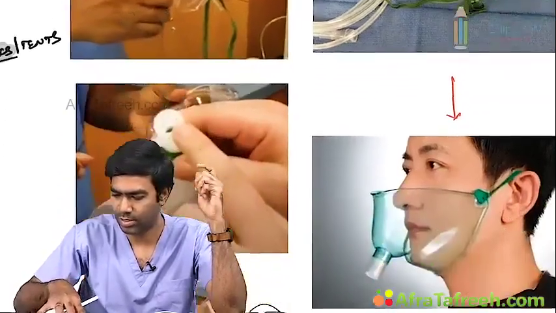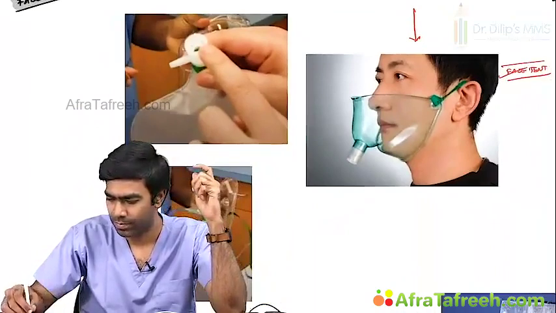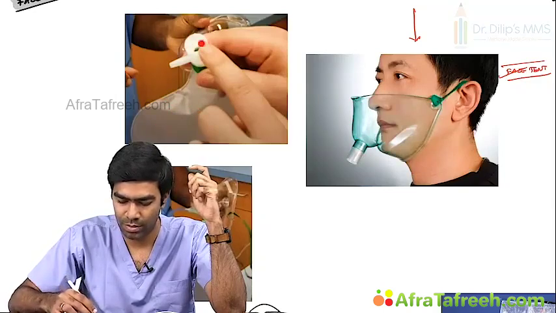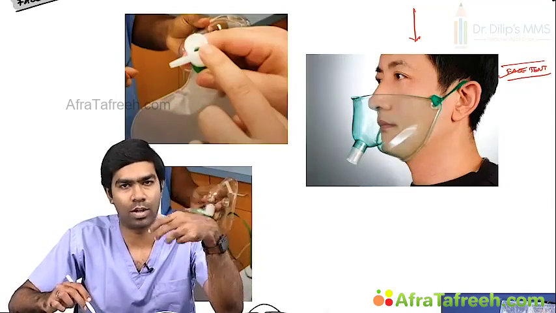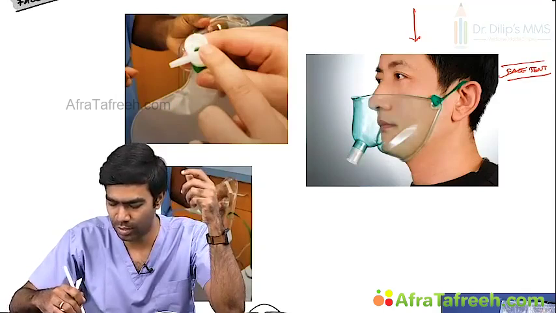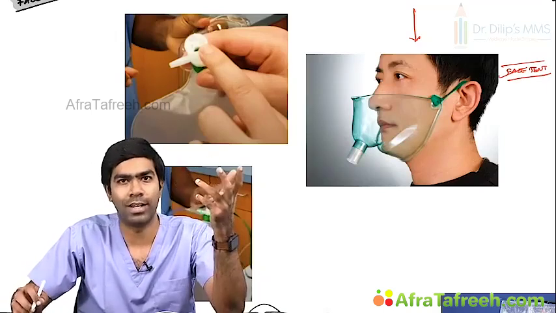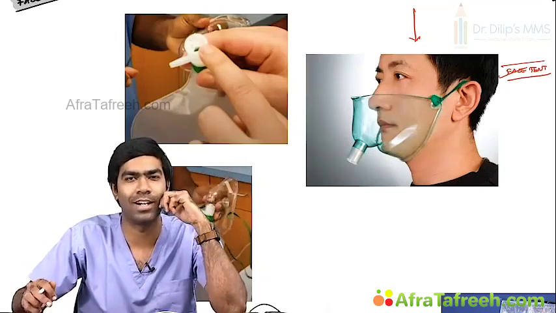I'll go back to the next image. This is the reservoir bag here. This area will connect to the oxygen port very nicely. So now you fit it to the simple face mask, and now your Maggi noodles is ready. That is, your partial rebreather is ready in a couple of seconds.